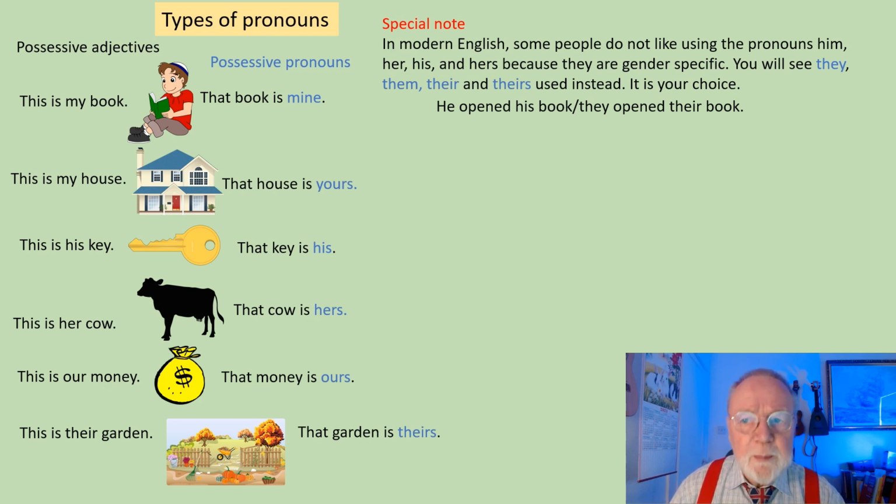Now here's a special note regarding the third person. In modern English, some people do not like using the pronouns him, her, his and hers because they are gender specific. You will see they, them, their and theirs used instead. But this is a matter of choice. So you might see he opened his book, or in modern English, they opened their book. It's really up to you how you use these.